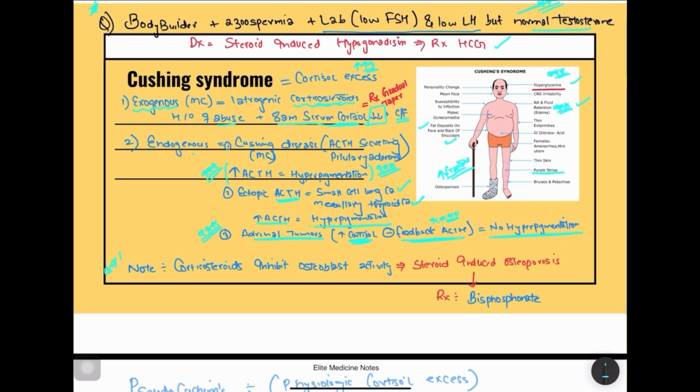And please note that corticosteroids inhibit the osteoblast activity in the body, so that will lead to steroid-induced osteoporosis. So please always keep in mind to give bisphosphonate coverage with steroids, okay? So bisphosphonates like alendronate, zoledronate should be given with steroids to prevent osteoporosis and increased risk of fractures, okay?